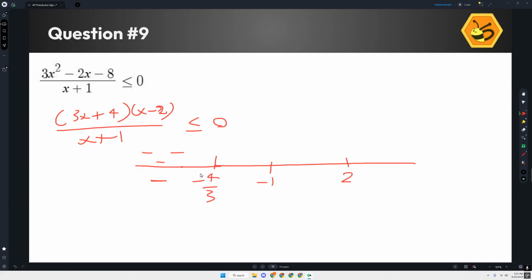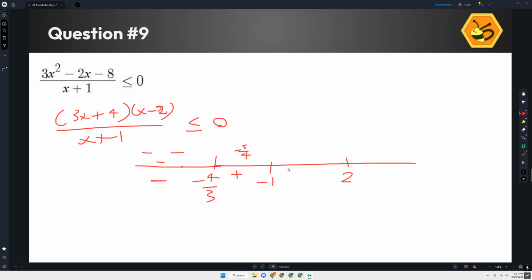Test to plug in a value here. We could plug in, hold up, let me find the value. That's negative 5 or 4 that works. Yeah, that's the value. So then you plug in negative 5 or 4, and after you did it, it would be positive.